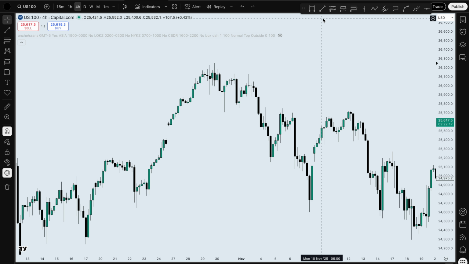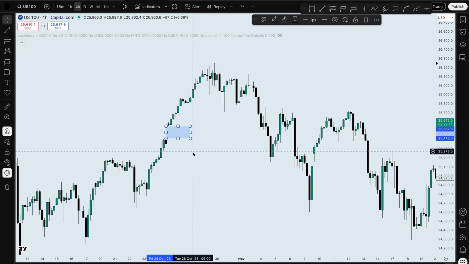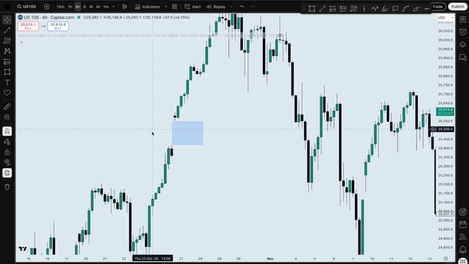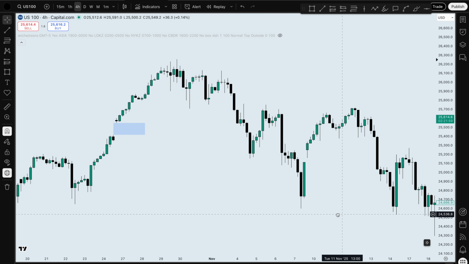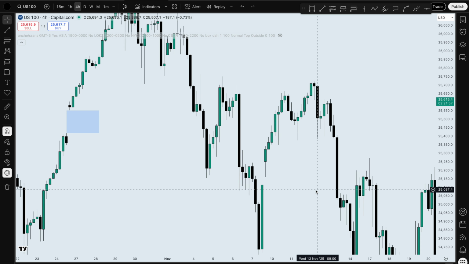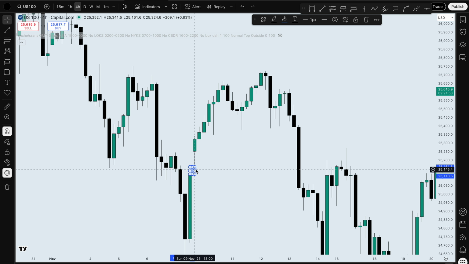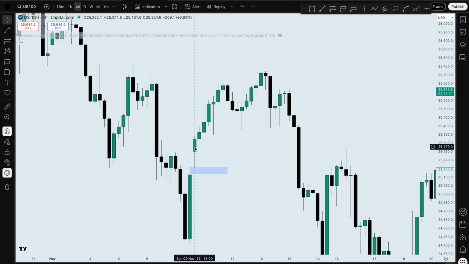For volume imbalance and gaps, this is the first example. So you can see we are on NQ, and that's the first example of a gap. So there is nothing in between these 2 candles, and this creates a gap. The second example is here. There is nothing in between these 2 candles, and this creates a gap.